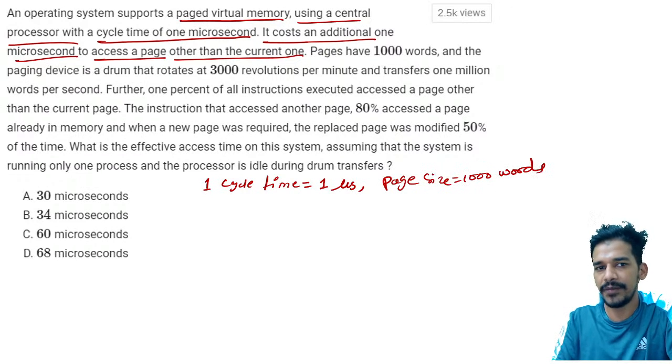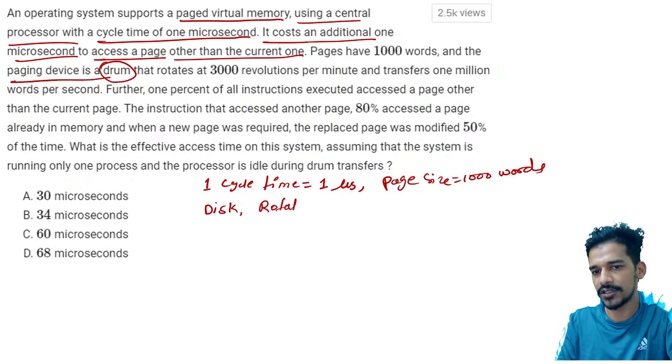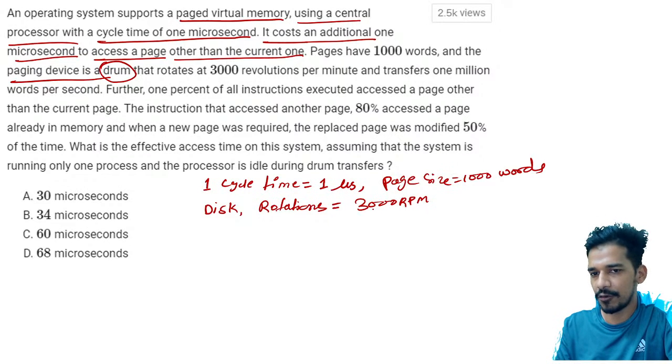And the paging device is a drum. You can say a drum is like a disk. So you have a disk and the rotation speed of the disk is given, that is 3000 revolutions per minute, 3000 rpm. From here you will find out the rotational latency.